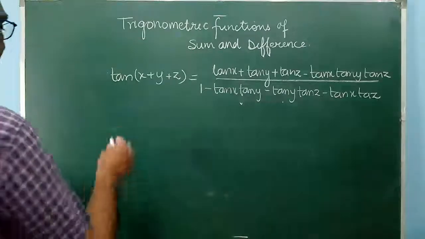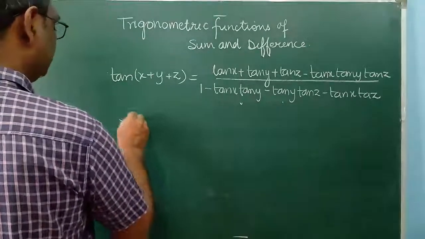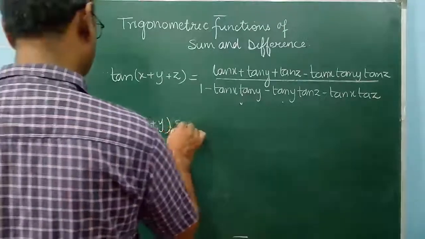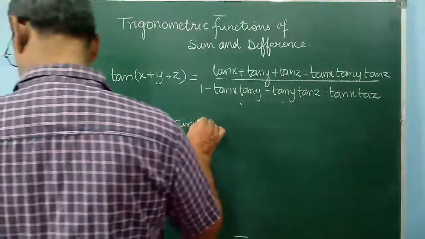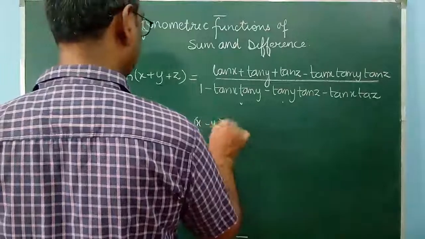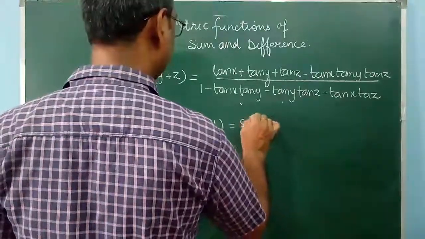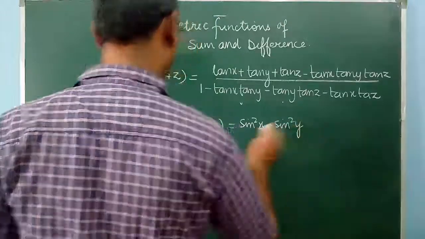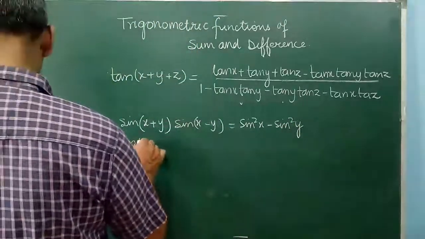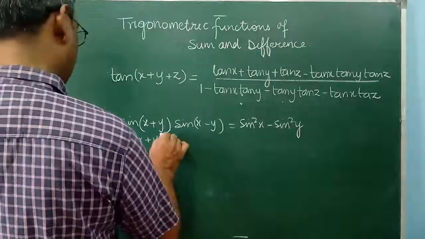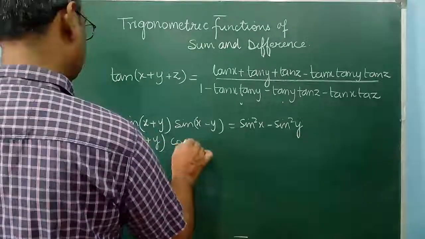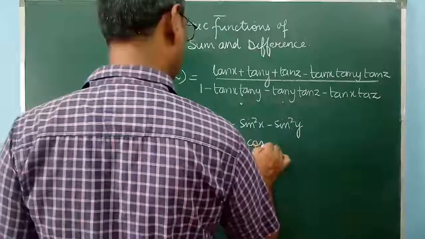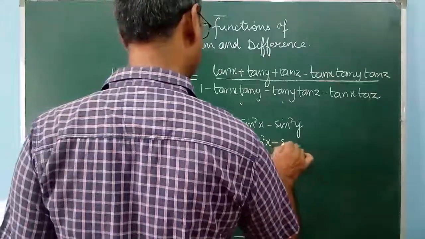Now, this is also a very important formula. So, sin(x plus y) into sin(x minus y) is equal to sin square x minus sin square y, and cos(x plus y) into cos(x minus y) is equal to cos square x minus sin square y.